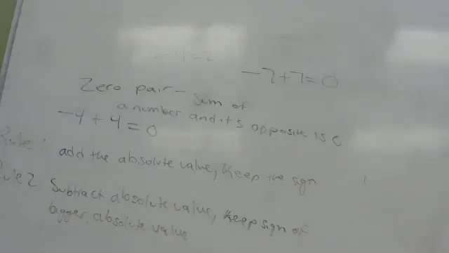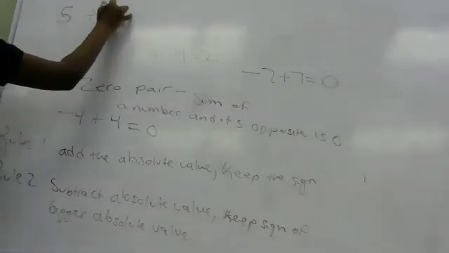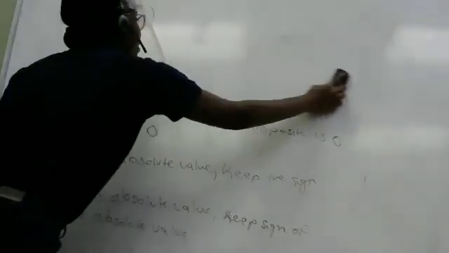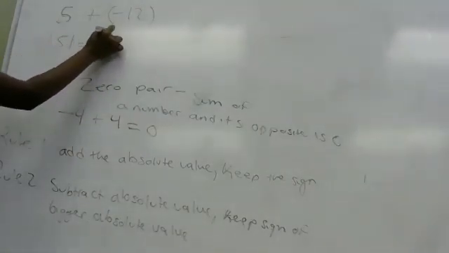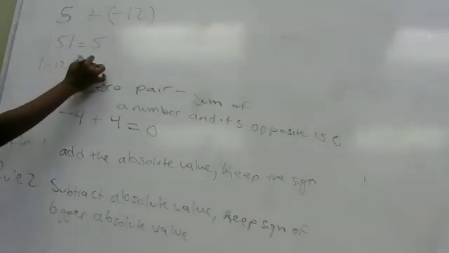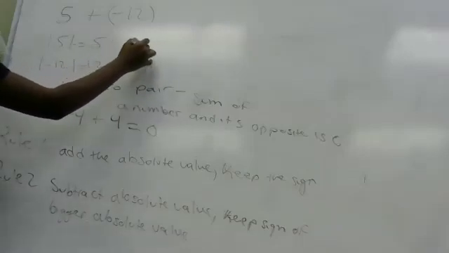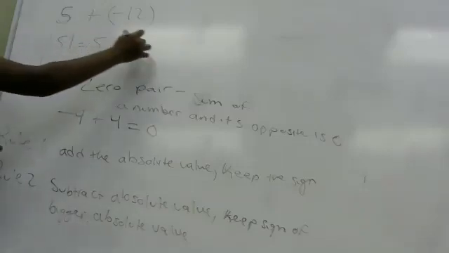Pretty easy. All right, so we have 5 plus negative 12. We have positive plus negative, right? What do we find first? The absolute value of 5, which is 5, and the absolute value of negative 12, which is 12. What do I do with these numbers? I'm subtracting. Give me the expression. 12 minus 5.